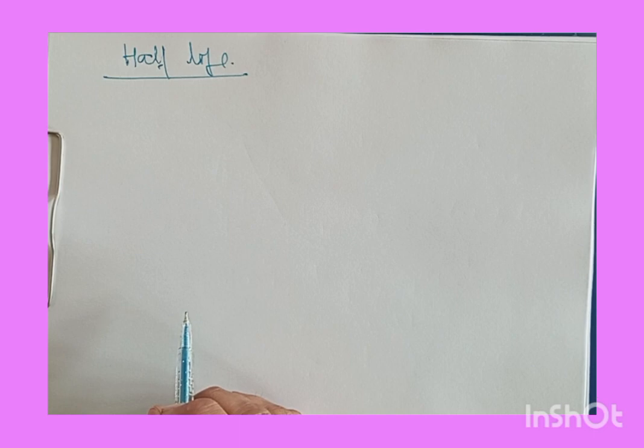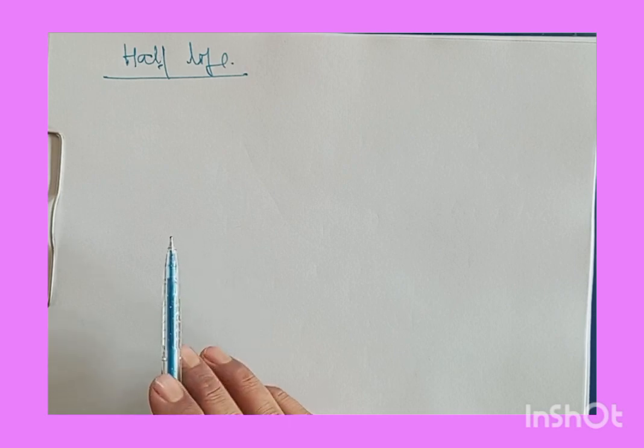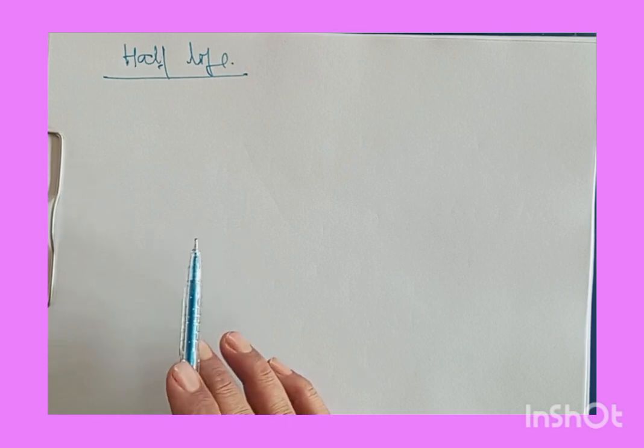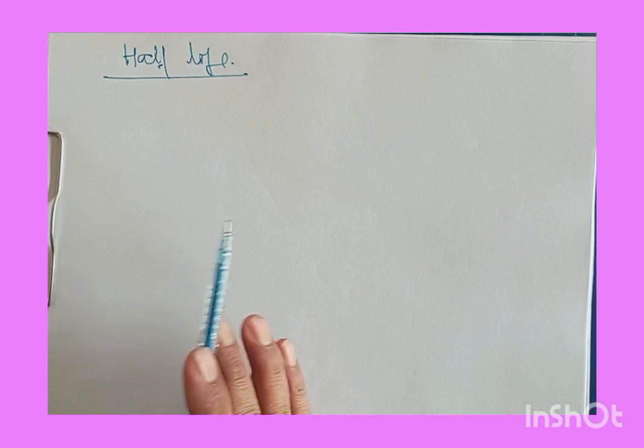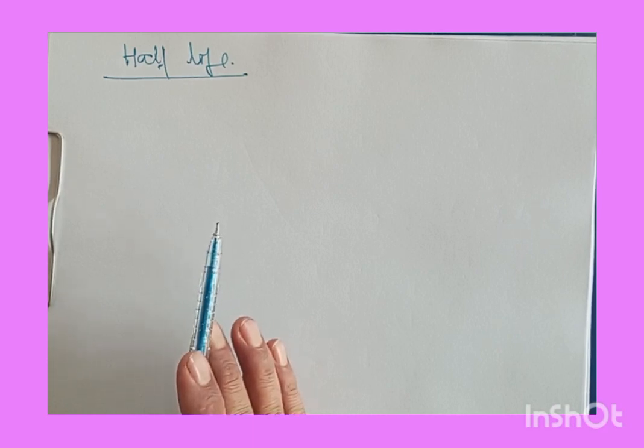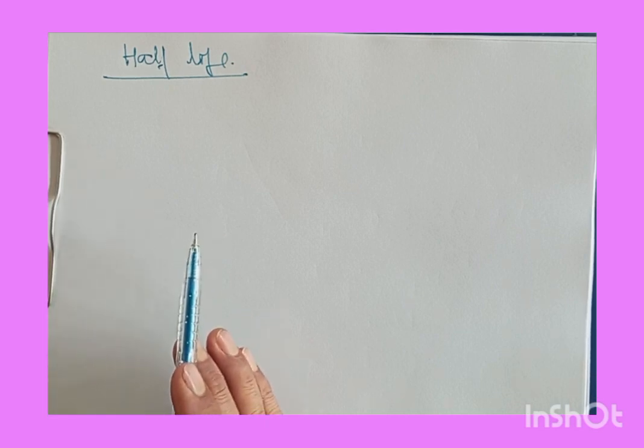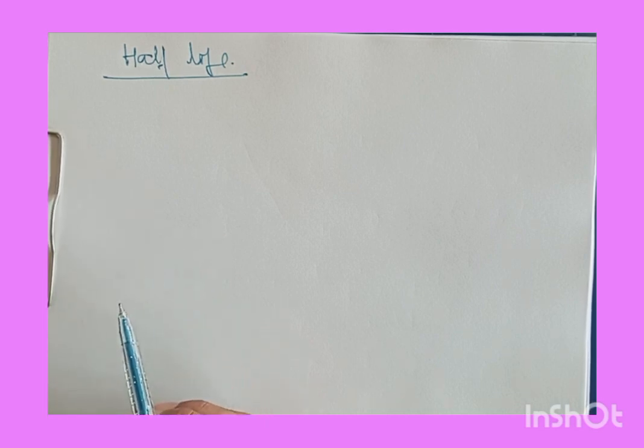Now, students, let's talk about half-life. What this half-life states is that we have the half-life of these radioactive elements, and it is this half-life which is exploited to calculate the age of substances, the age of bones, and what is generally called dating.